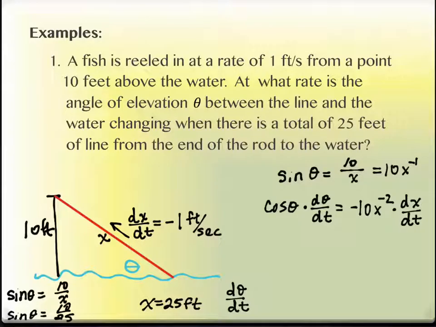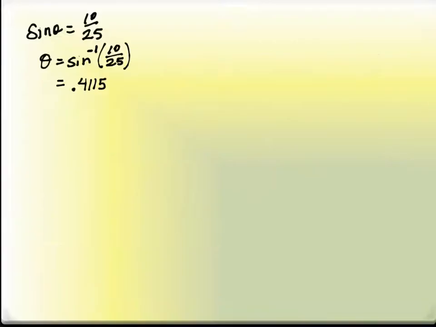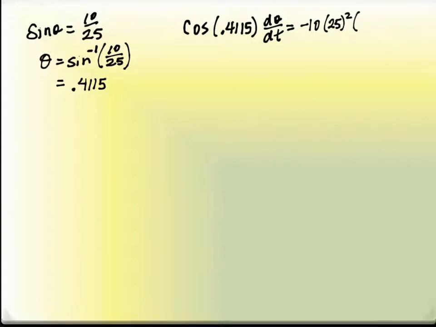So over here I had cosine of theta. So now I have cosine of 0.4115 times d theta dt, which is what we don't know, equals -10. The x value was 25 squared, and dx dt was -1. Everything has a value except for the d theta dt that I don't know.